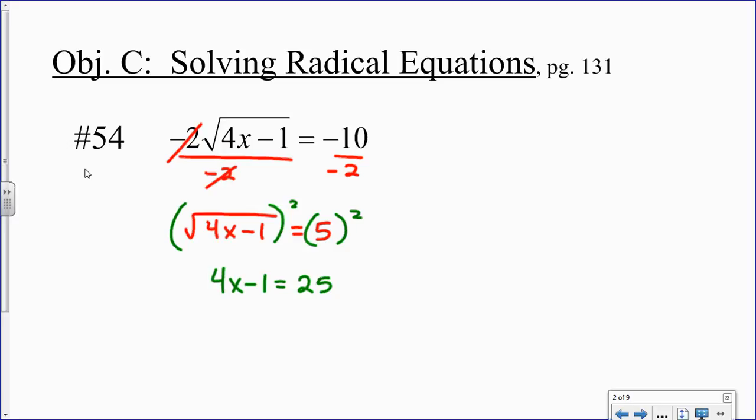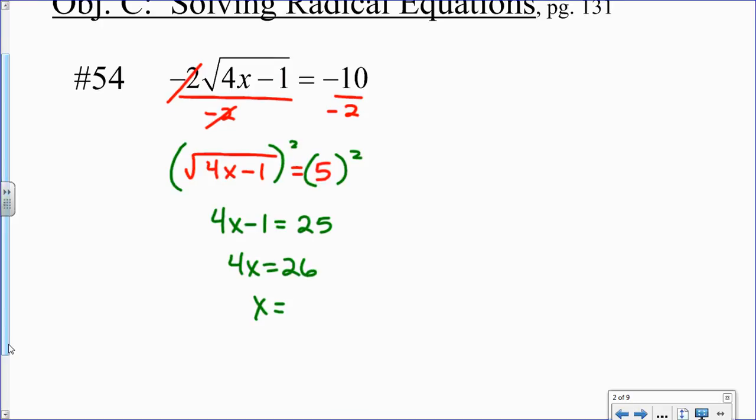Add 1 to both sides. And divide by 4. So that should give us 13 over 2. Improper fractions.